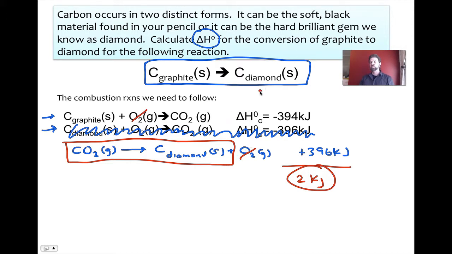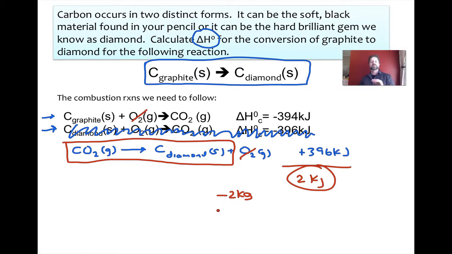So what if we wanted to find how diamond goes to graphite? Well, what's interesting is you'd have to flip the value of this, which would be negative 2 kilojoules, which means that this would be an exothermic spontaneous process, which means actually that diamonds, given enough time, will change into graphite. So when they say diamonds are forever, not quite exactly forever.